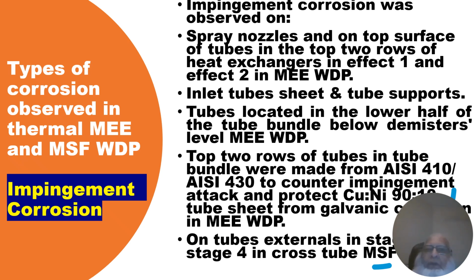Two rows of tubes in a tube bundle were made from AISI 410 and AISI 430 to counter impingement attack and protect copper nickel 90/10 tube sheet from galvanic corrosion in MEE WTP. And impingement corrosion was also observed on tubes externals in stage 1 to stage 4 in cross tube MSF WDP.